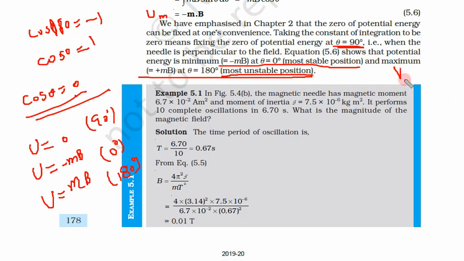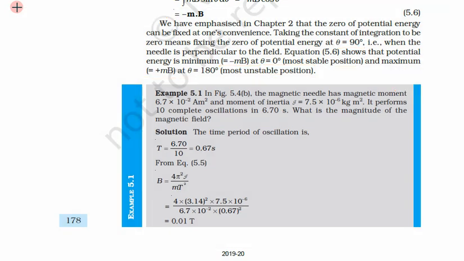Remember, this is a very important question, and every year it comes in the exam: what is the most stable and most unstable position of a magnetic needle in a magnetic field, and how much is the energy difference between the two. So what is the energy difference? This and this is 2mB. Total energy difference is 2mB. So this question always comes in the exam.